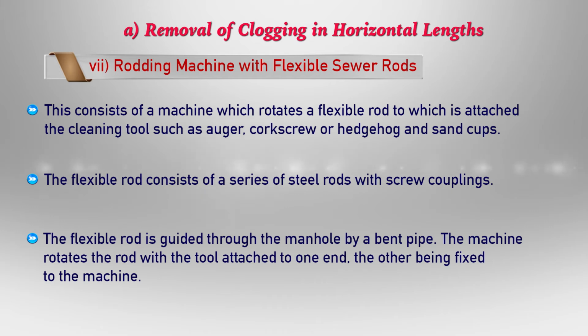The machine rotates the rod with the tool attached to one end, the other being fixed to the machine. The rotating rod is thrust into the bent pipe, holding the rod near the couplings. As the rod is thrust inside, the machine is also drawn towards the manhole. The rod is pulled in and out in quick succession when the tool is engaging the obstruction, so as to dislodge or loosen it. When the obstruction is cleared, the rod is pulled out by means of clamps, keeping the rod rotating to facilitate quick and easy removal.